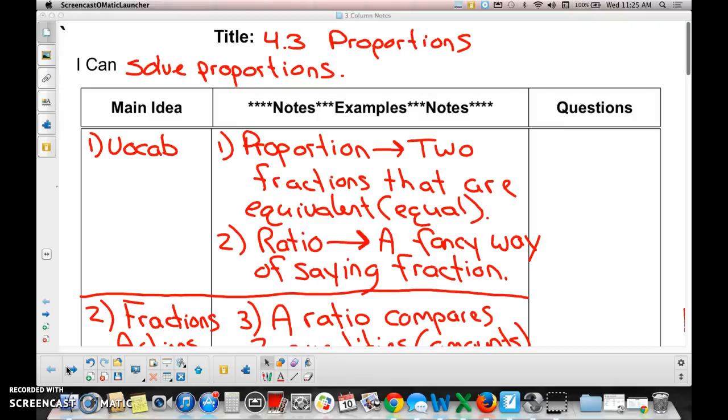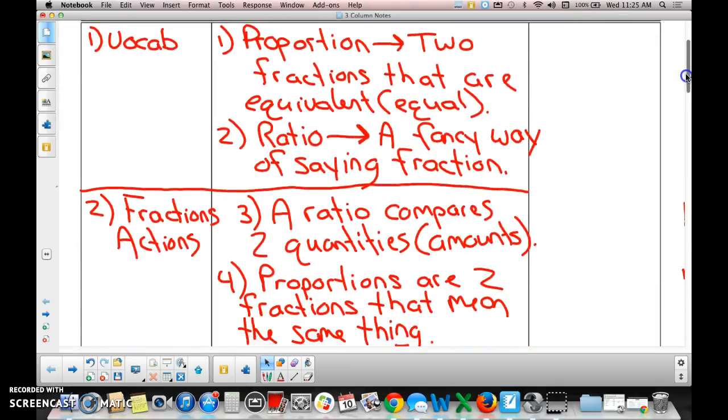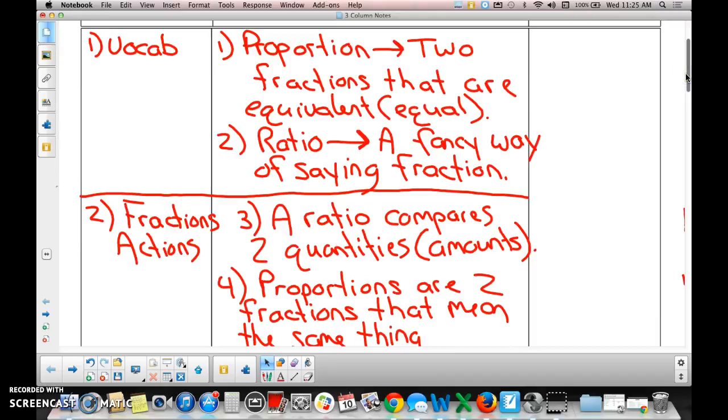So a ratio is the same as a fraction. Yes or no, you guys? Yes. A ratio is the same as a fraction. They mean the exact same thing. Okay? So then what does a ratio or a fraction do? Caden, what does a ratio or a fraction do? What is their job in the world? A ratio compares two quantities.